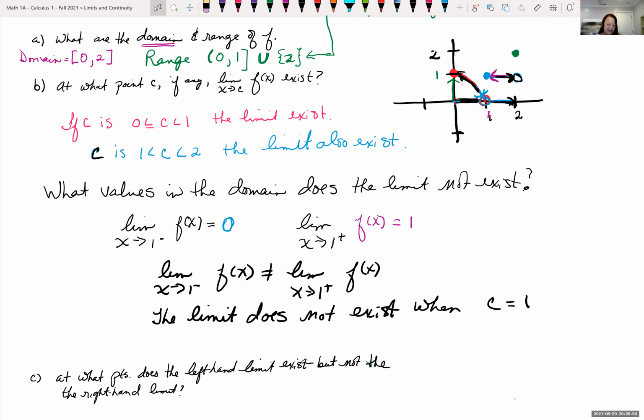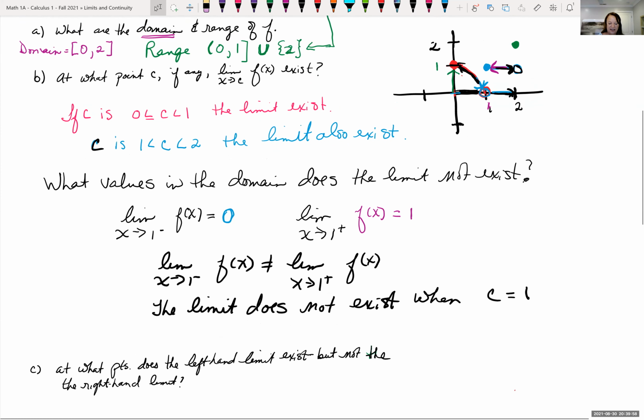At what points does the left-hand limit exist, but not the right-hand limit? So the left-hand limit exists if we're looking at that right-hand bound of our domain. We can come in on the left of 2, but notice there's no value I can come in on the right because that's not part of my picture. And so at what point does the left-hand limit exist, but not the right-hand limit? That would be when x equals 2.